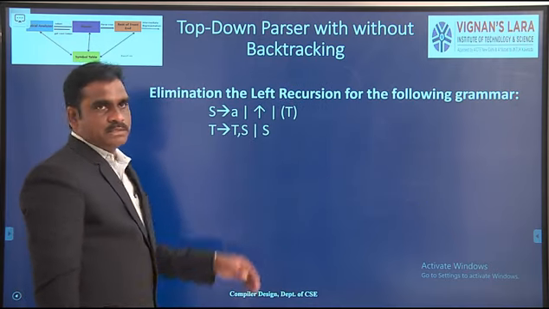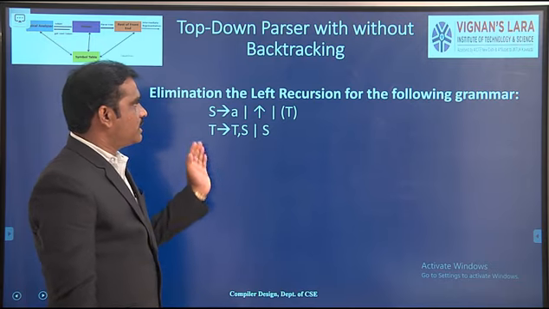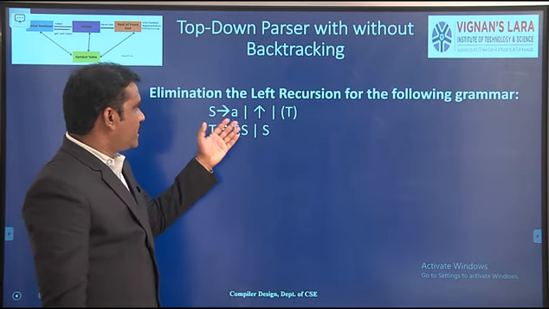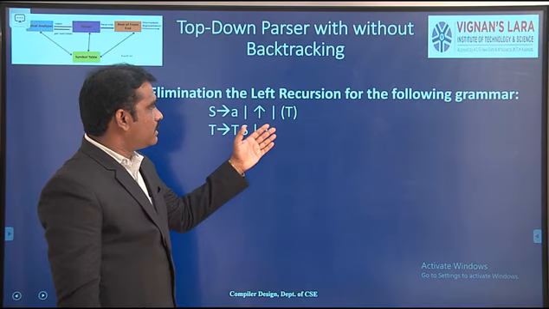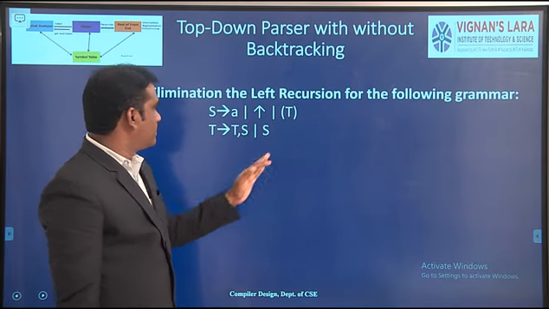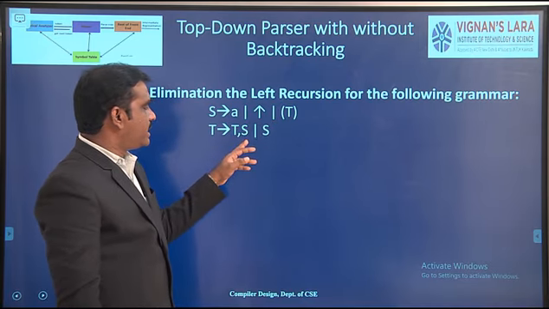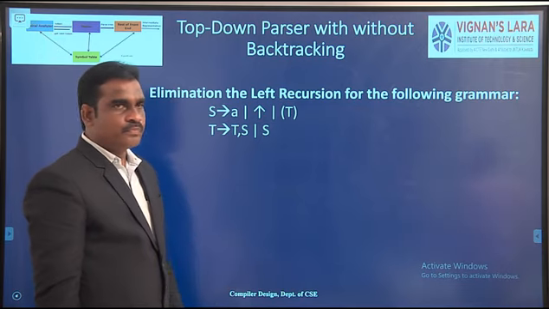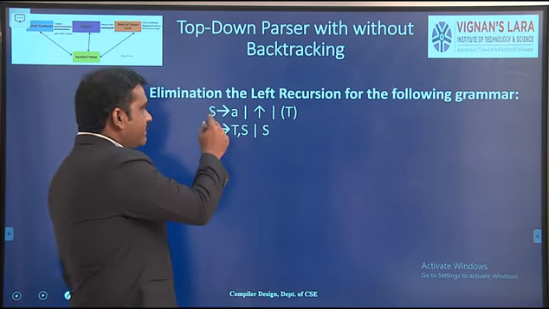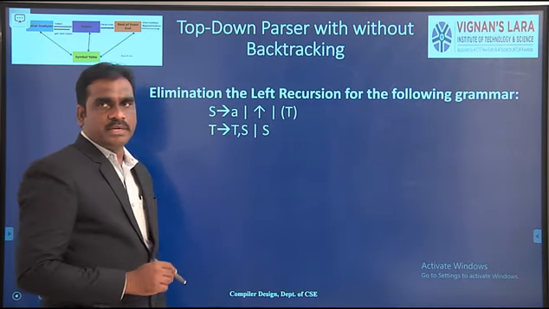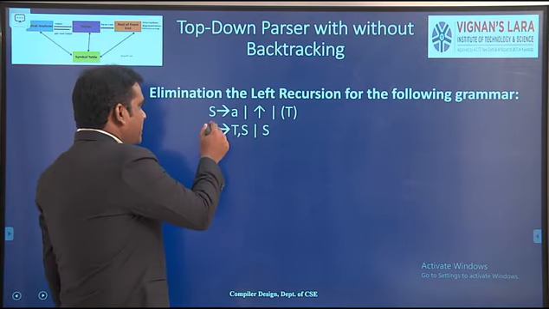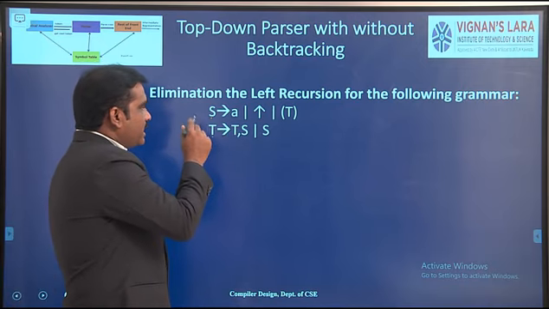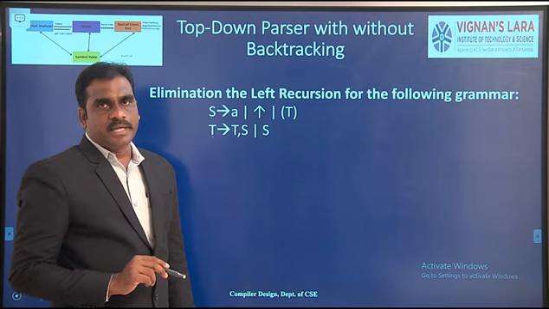And this is the second example: S → A | (T), T → T, S | S. So here the given grammar contains two non-terminal symbols. One is S and another one is T. Remaining all are terminal symbols.